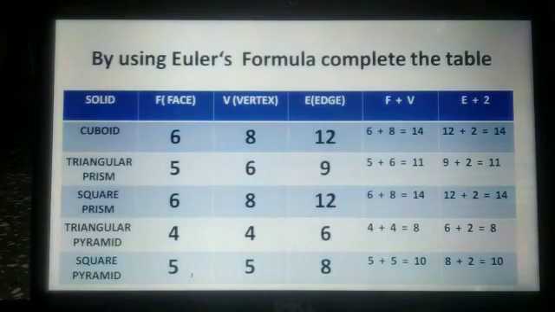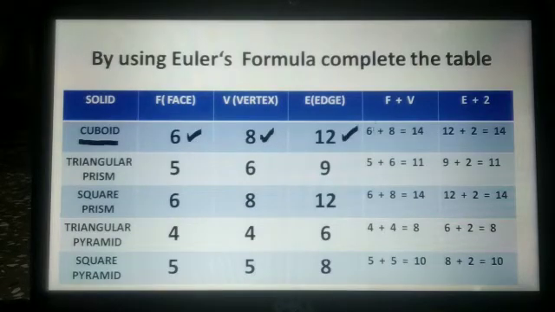Now, by using Euler's formula, we will complete this table. Look at this here. First solid is cuboid. Its number of faces 6, number of vertex 8, number of edges 12.